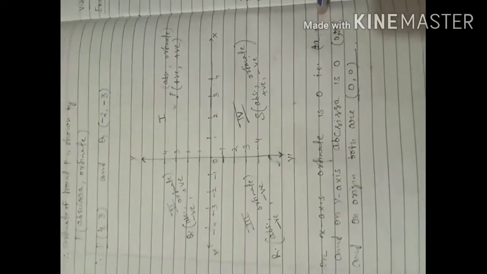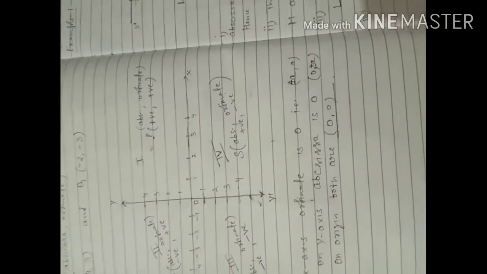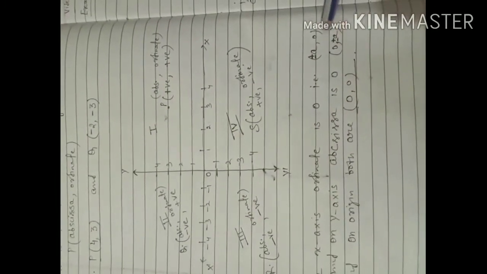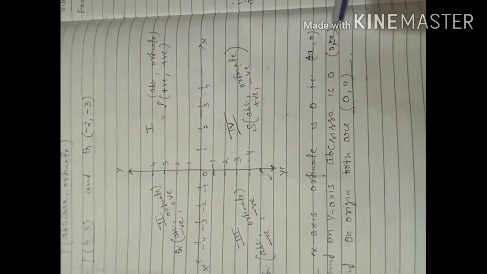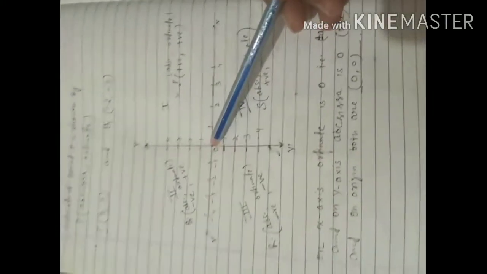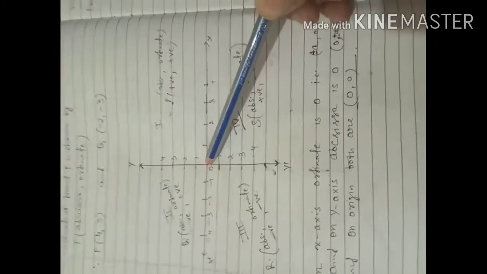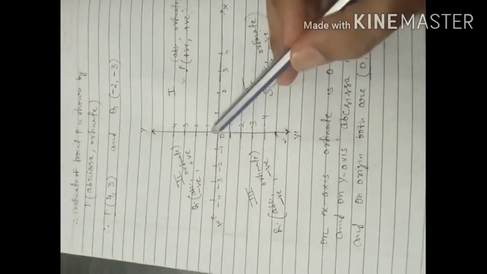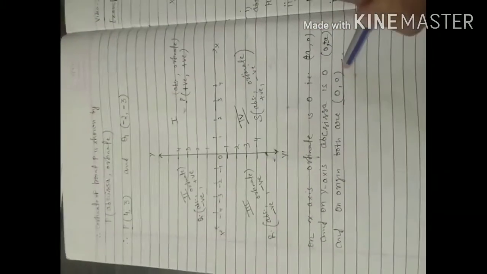So on the x-axis the point will be in the form of plus or minus a comma 0, according to the positive x-axis or negative x-axis, and on the y-axis the abscissa will be 0, the point in the form of 0 comma plus or minus a, according to the positive y-axis or negative y-axis, and at the origin both abscissa and ordinate are 0. So the coordinate of the origin is 0, 0.